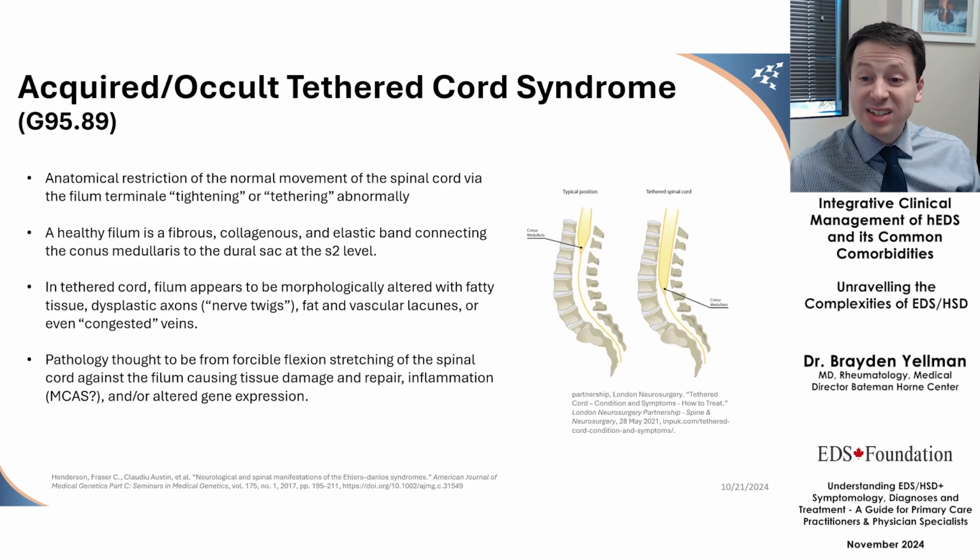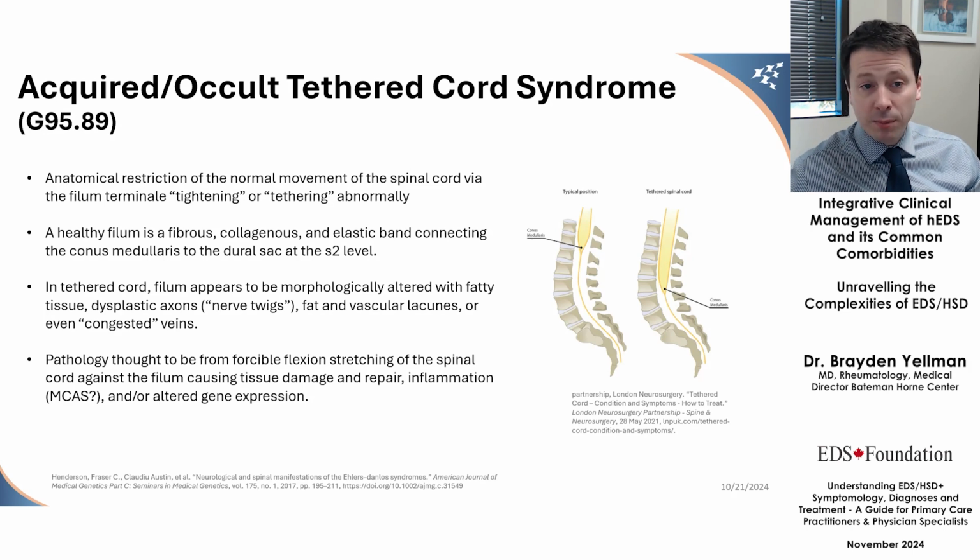Moving on to something that is often found with CCI but is its own independent feature, and this is of course often found in hEDS as well. This is the acquired or occult tethered cord syndrome, not a congenital but an acquired syndrome where we have anatomical restriction of the normal movement of the base of the spinal cord via the filum terminale with tightening or tethering.